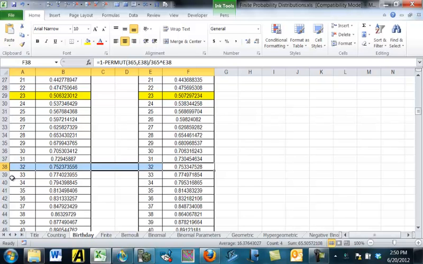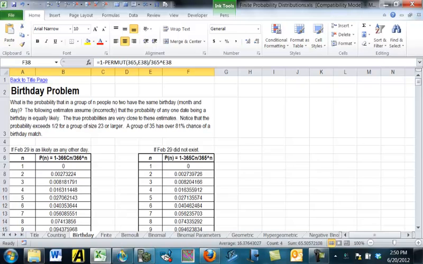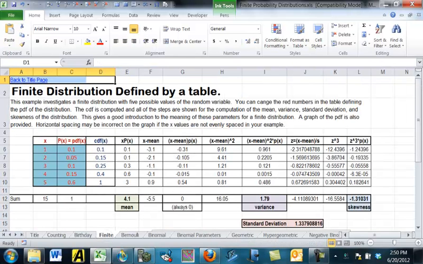Pretty interesting problem there. The next one here talks about a finite distribution, and you can change these numbers here. This particular one's just for one with 5 points, and this will compute the CDF. It also assumes these are in increasing order for the x's. Then it'll do the CDF, and it will also show step by step all the calculations for computing the mean, the variance, standard deviation, and the skewness for that finite distribution.